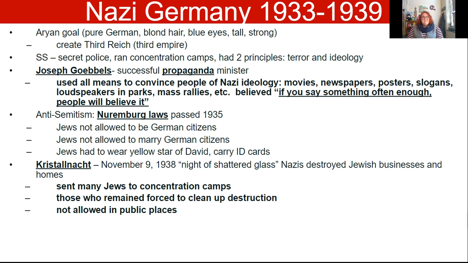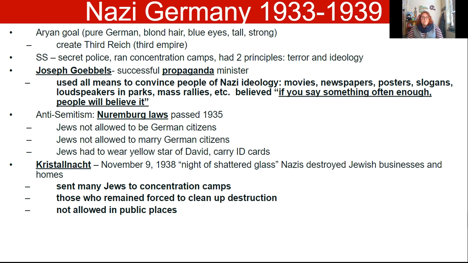It should. So this firmly establishes Germany as anti-Semitic, and that means just anti-Jewish. And they went even further with this by establishing the Nuremberg Laws, which were passed in 1935. It basically said that Jewish people were not allowed to be German citizens, they were not allowed to marry German citizens, and they had to wear a yellow Star of David and carry around ID cards with them. If they had a German passport, they had to surrender it immediately.